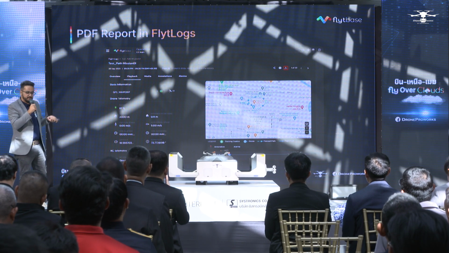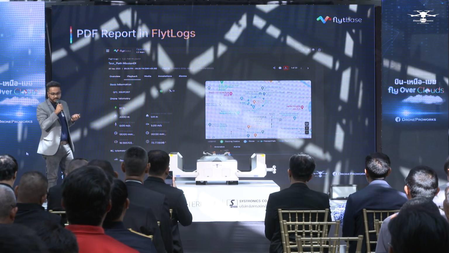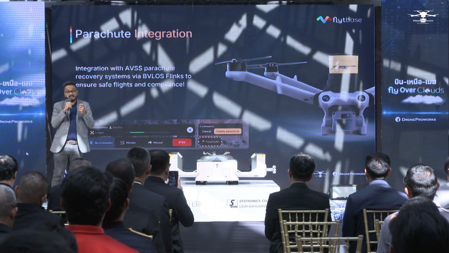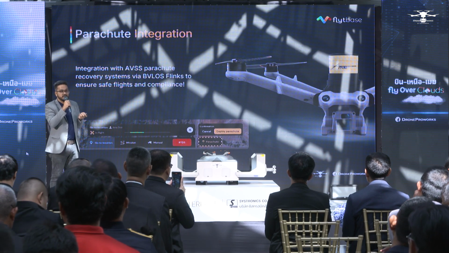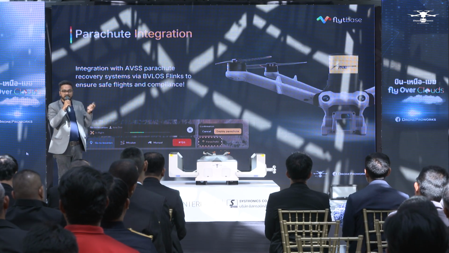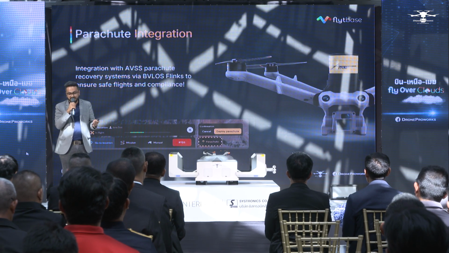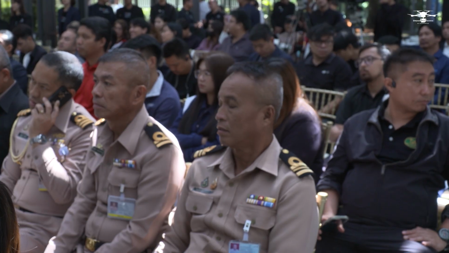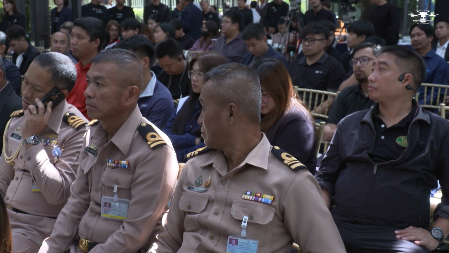So you can generate PDF reports like this, where you would be able to get the reports. You can also integrate a parachute for safe operations. So in case you're flying over people, a lot of countries require you to have a parachute on the drone so it can land safely. So we have integrations with several partners around the globe who can provide you the hardware to integrate parachutes on the drone.